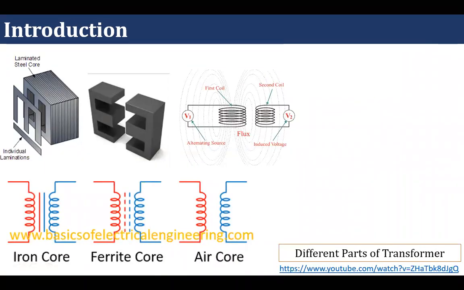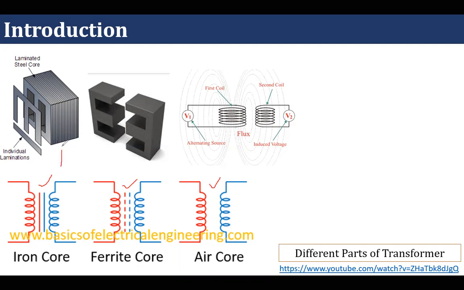So on the basis of core, transformer can be of three types: iron core, which is represented by two coils and two solid lines in between. If we have two dotted lines in between, then it is ferrite core. If there are no lines, then it is air core.